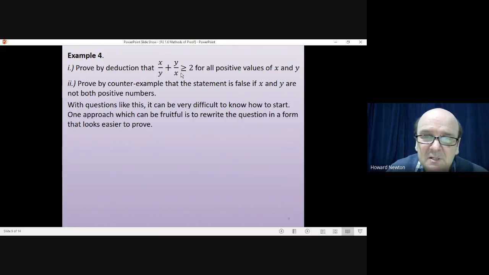You wouldn't just look at it and say immediately that it's clear that x over y plus y over x is greater than or equal to 2. One approach to this type of question, which can be fruitful, is just to keep on rewriting this expression until we get a form which does look obvious, which would make it a lot easier to prove. Now, I'll let you have a go at seeing if you can do that yourself. It is quite tricky. But have a go and then come back to me when you're ready.